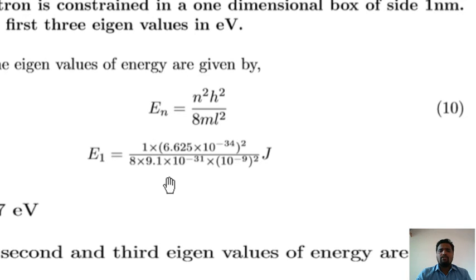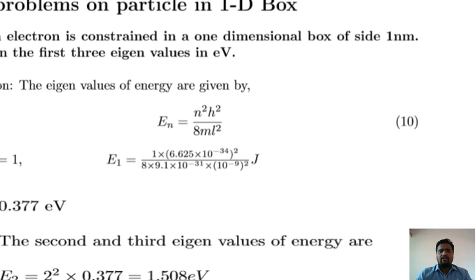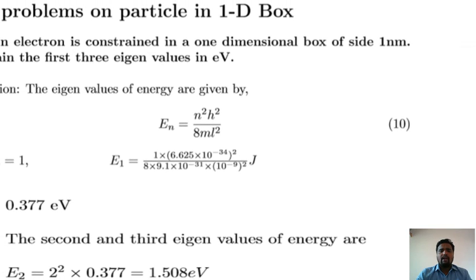So if you substitute the values of n, h, m and L, we will get the first eigenvalue equal to 0.377 electron volt, in terms of electron volts.